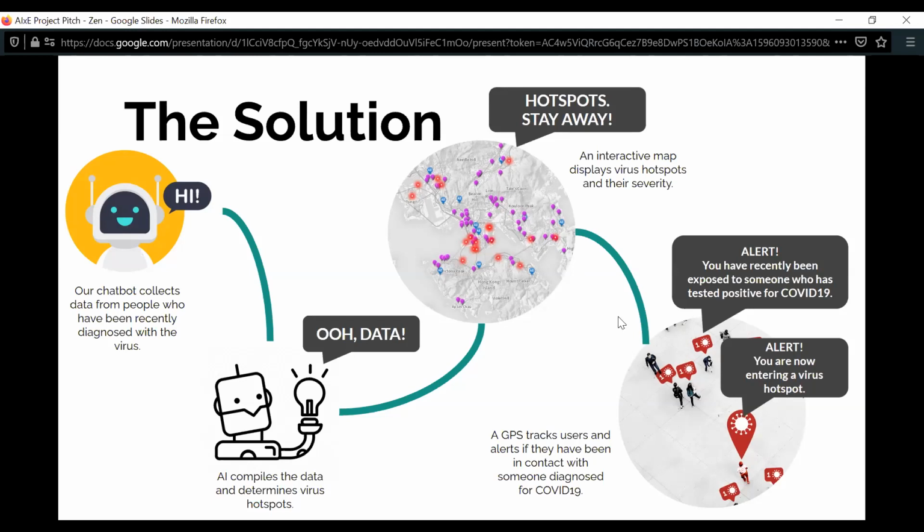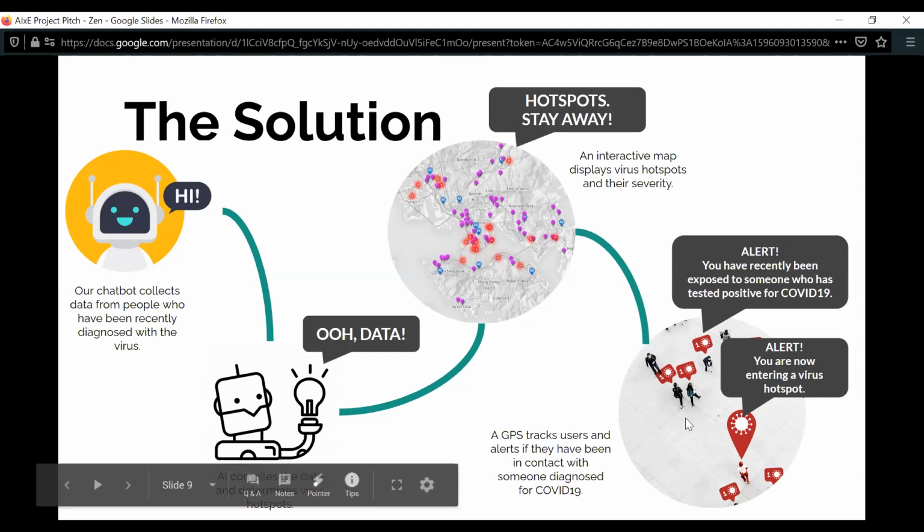And also additionally, all the users who have this app installed will be notified and given an alert when they are entering a virus hotspot, and also if they have been exposed to someone who has tested positive for the COVID-19 virus. So this is like a general idea of the solution.